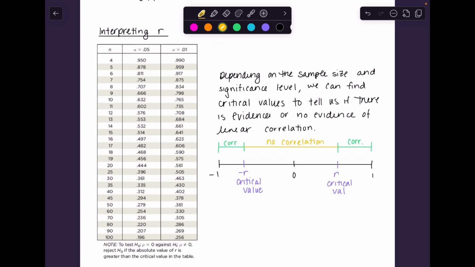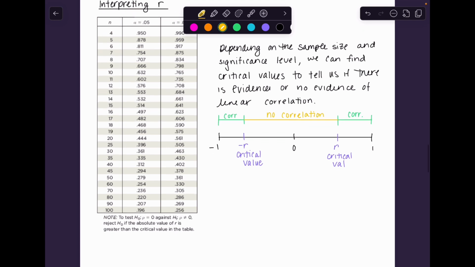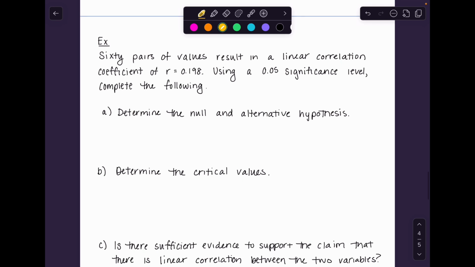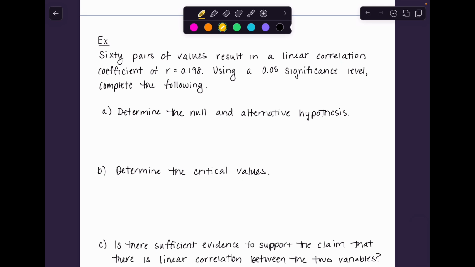Okay. So let's try a few examples of this. In the first one, r is already calculated for us. And then in the second one, we're going to use Excel to our advantage to figure out if there is correlation or not. So we're told 60 pairs of values result in a linear correlation coefficient of r being 0.198. Using a 0.05 significance level, we're going to complete the following.